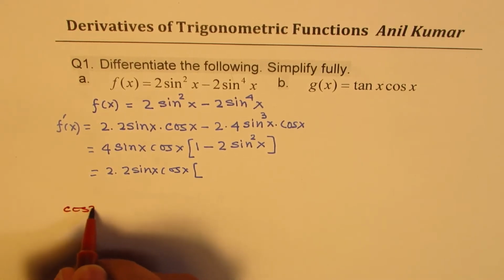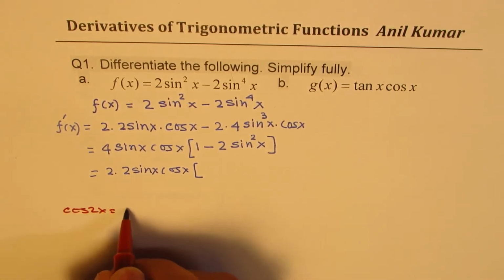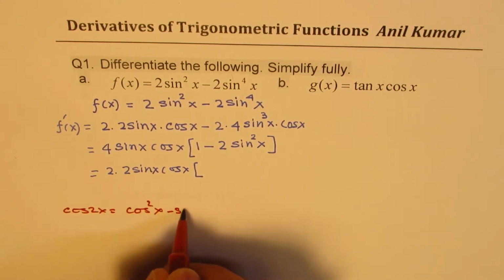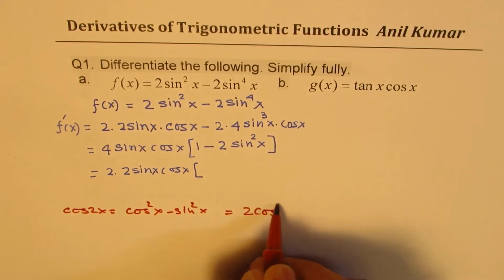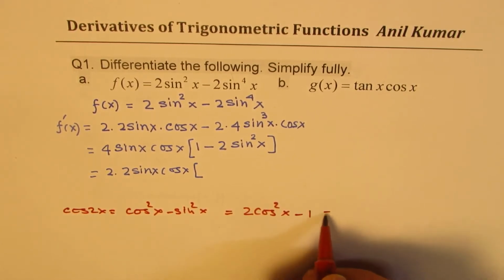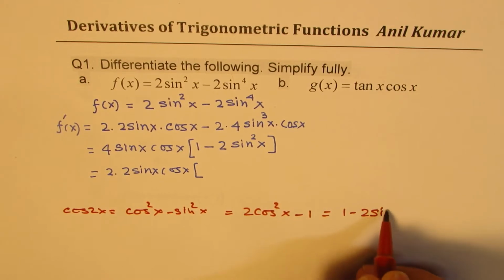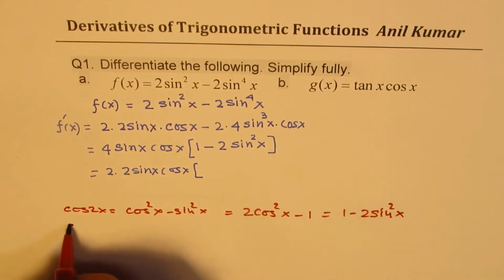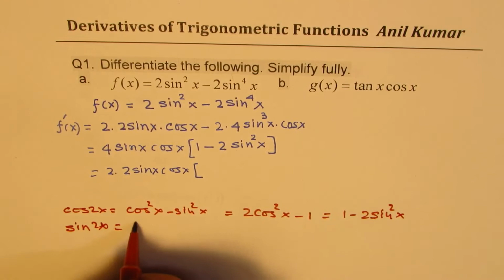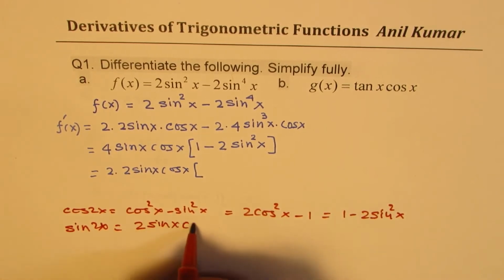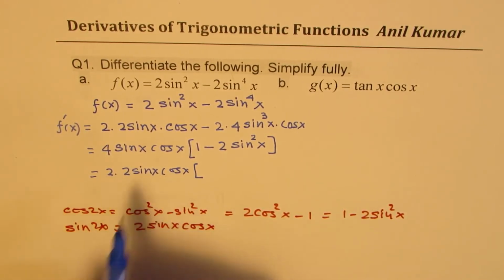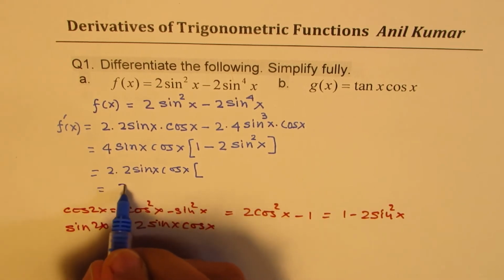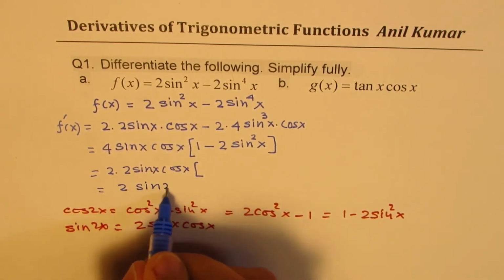So we have cos 2x equals cos square x minus sine square x, which could also be written as 2 cos square x minus 1, and it's also equal to 1 minus 2 sine square x, correct? And sine 2x is 2 sine x cos x. So we are going to use these formulas, and that's why I was breaking it down into sine 2x cos x. So now I will write this as 2 times sine 2x, correct?